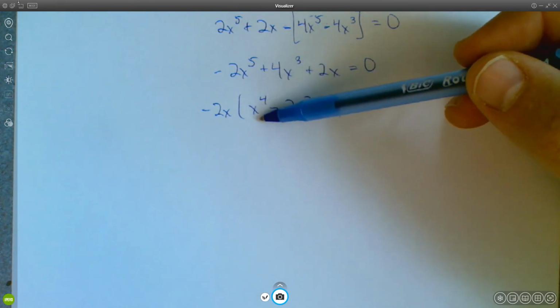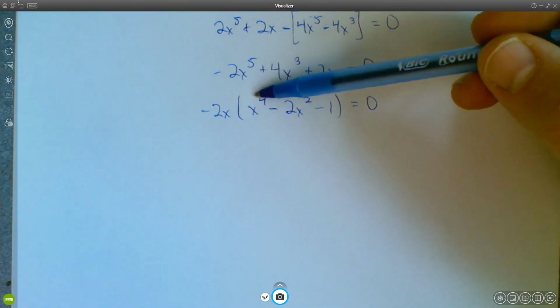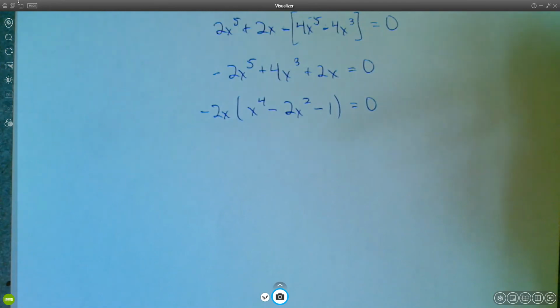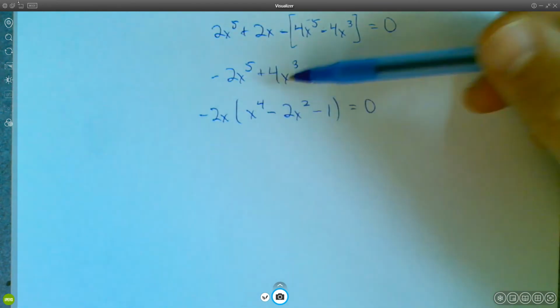You could say let x squared equal u. And then this would just be u squared minus 2u minus 1. And then you can solve for u, and then back substitute to solve for x. I'm just going to use the quadratic formula with it as is.